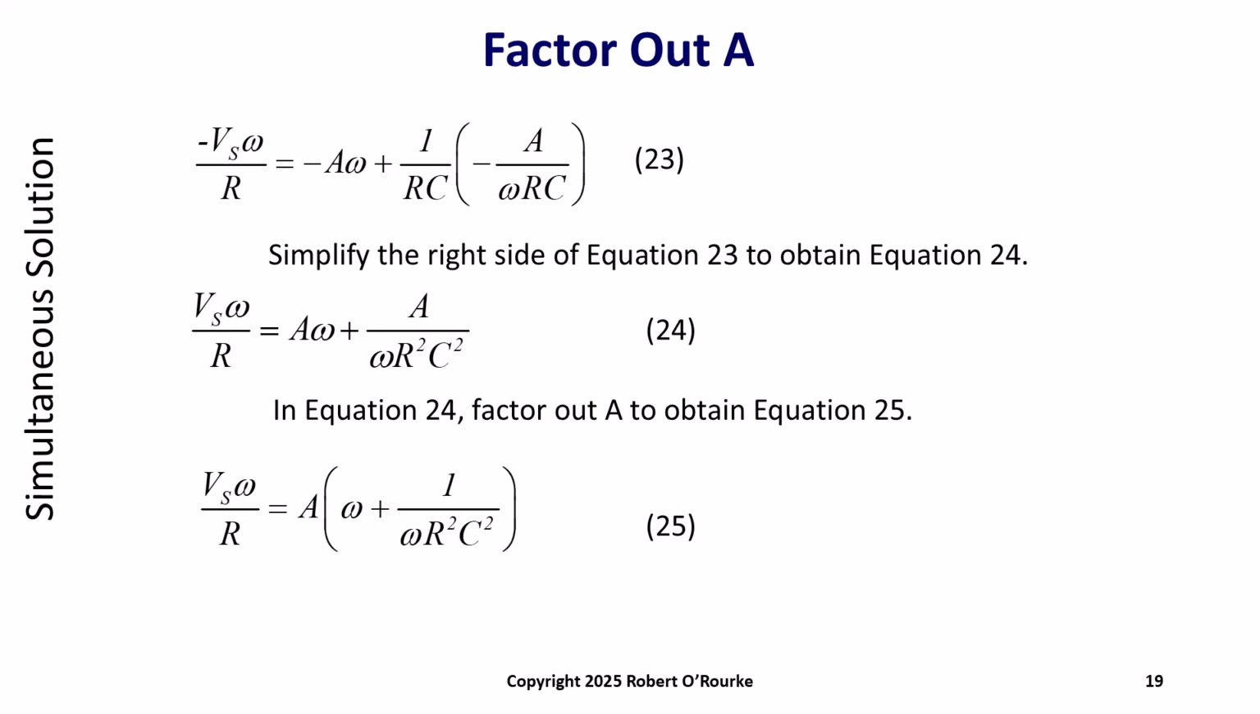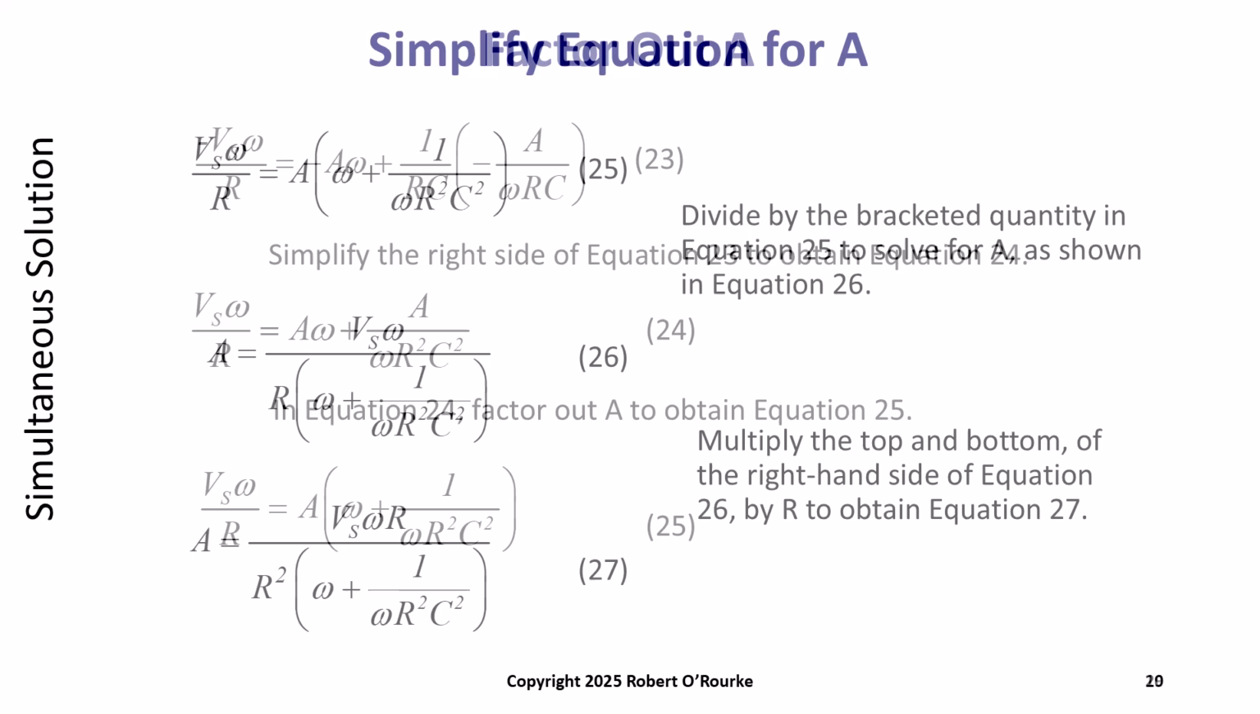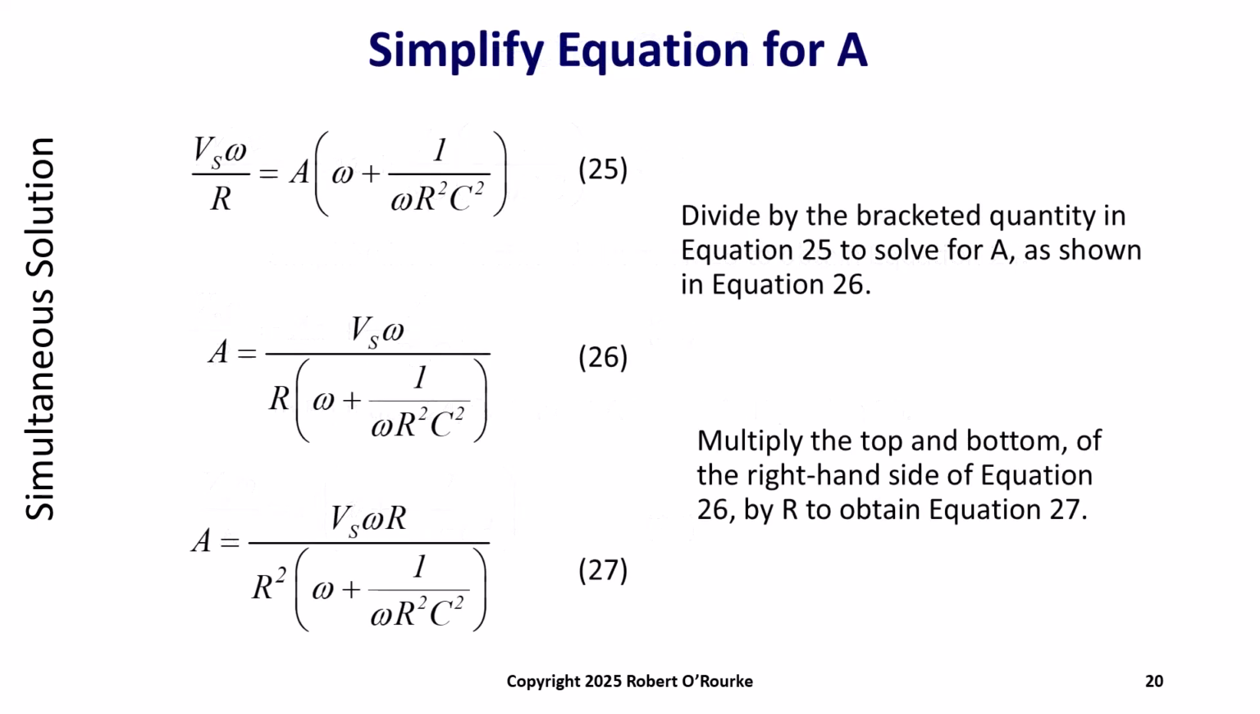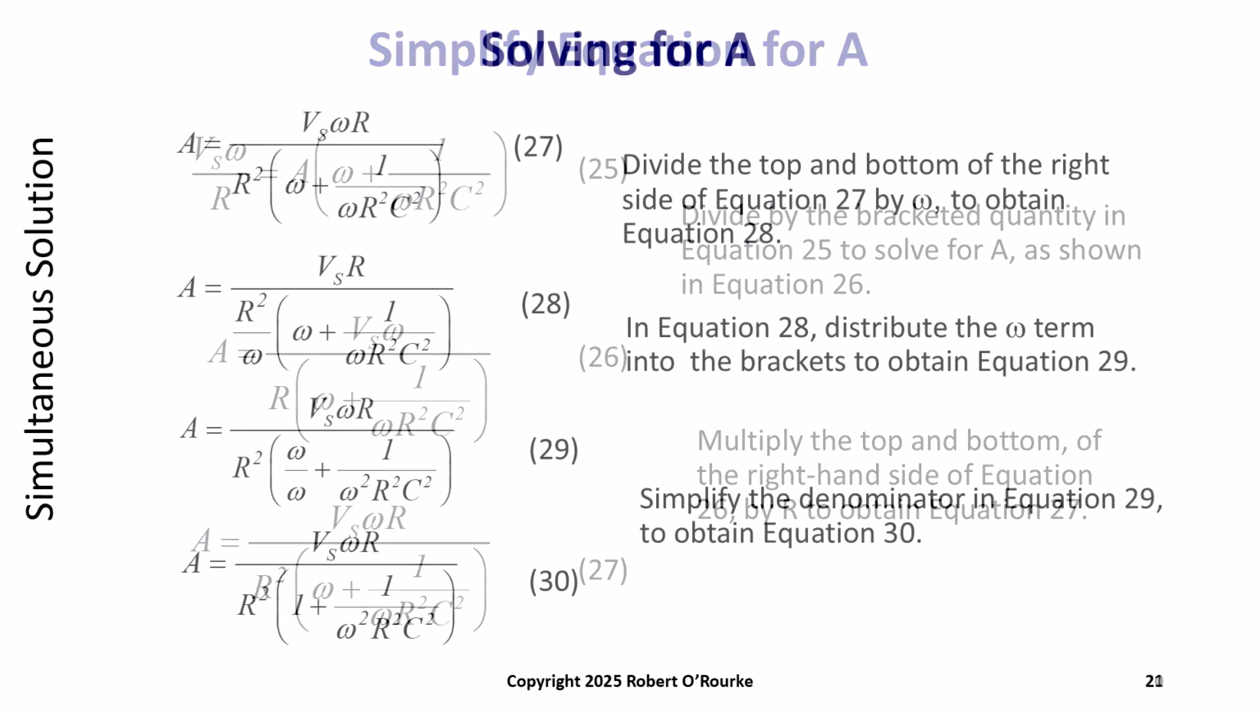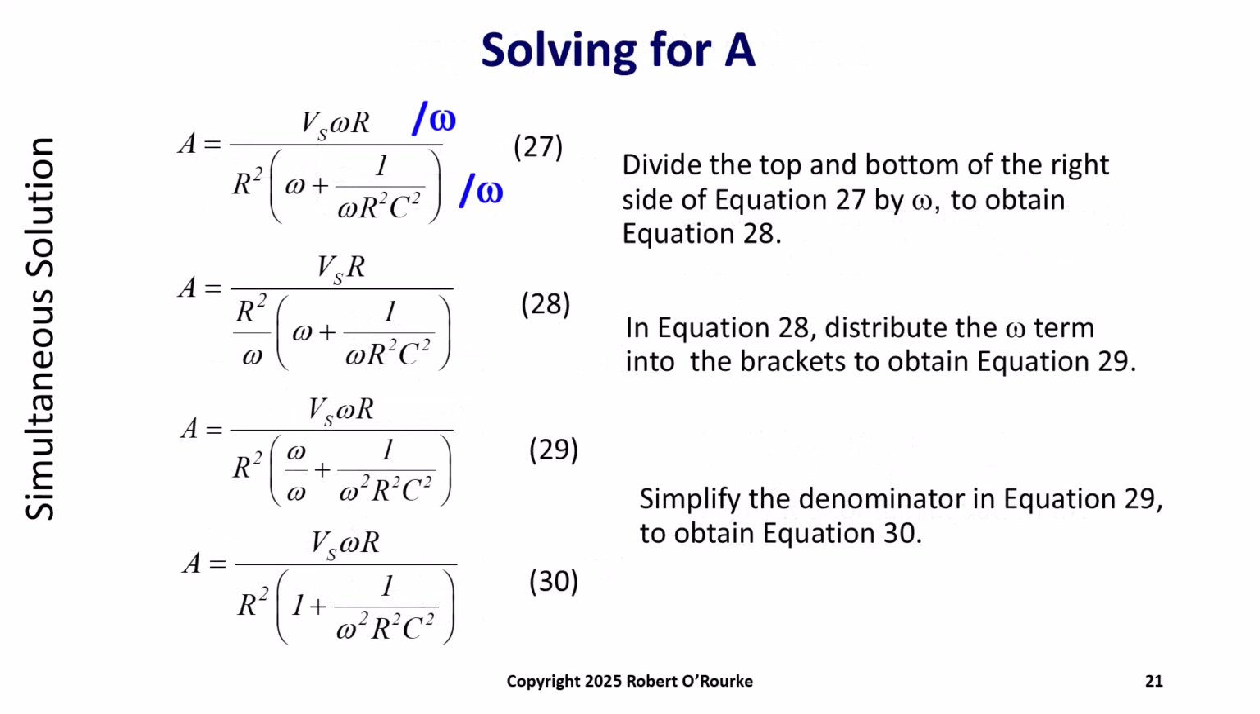We're getting there. We just need some algebraic steps to get our desired expression for A. Divide both sides of equation 25 by the quantity in parentheses on the right-hand side so that we isolate A as shown in equation 26. Next, multiply the numerator and denominator of the right side of equation 26 by resistance R to obtain equation 27. We still have some algebra steps to go. Divide by omega on the right-hand side of equation 27 to obtain equation 28.